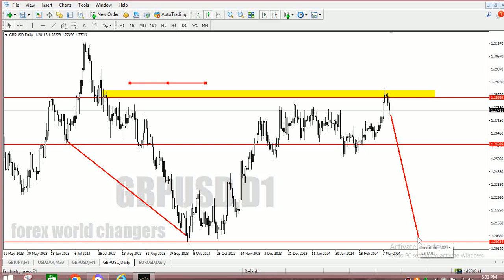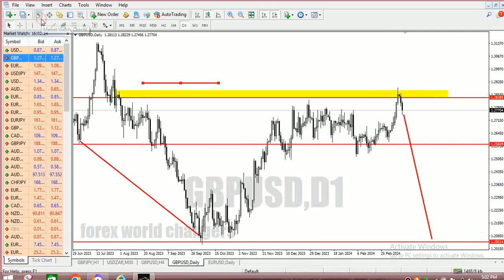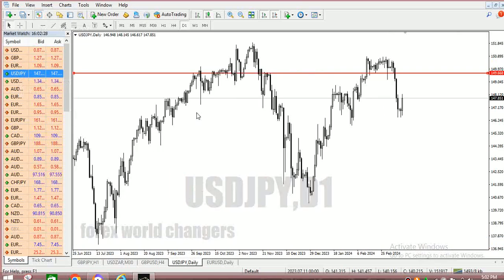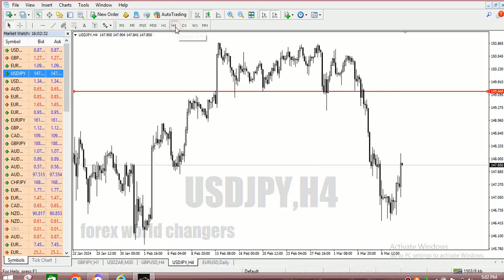Remember, the EURUSD and the pound USD always behave the same. They correlate in most cases. So these are the easiest setups. So let's go look at the dollar against the yen. I haven't seen this.